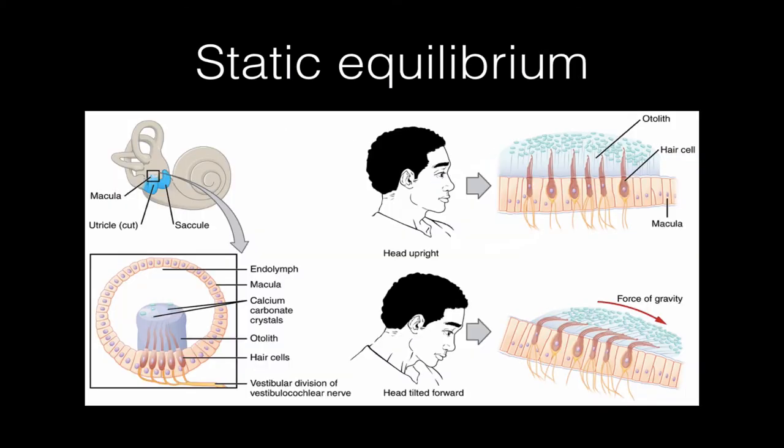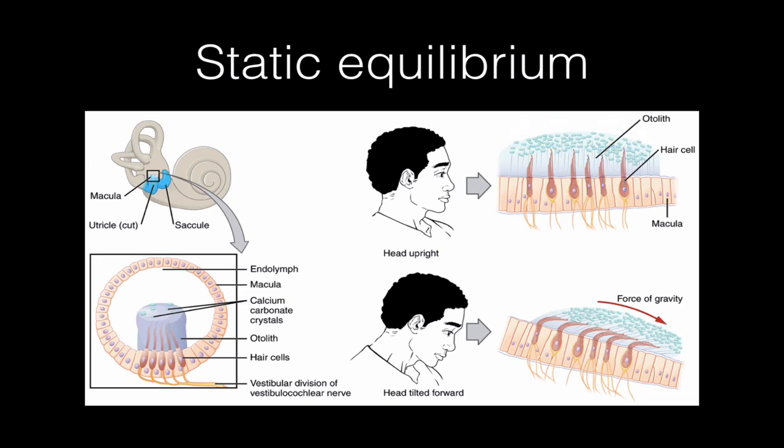Static equilibrium is what keeps you upright. Static means kind of standing still. When we are looking at the cells inside that semicircular canal, these little hair cells are standing upright, and there are these little particles here that will move in the face of gravity.